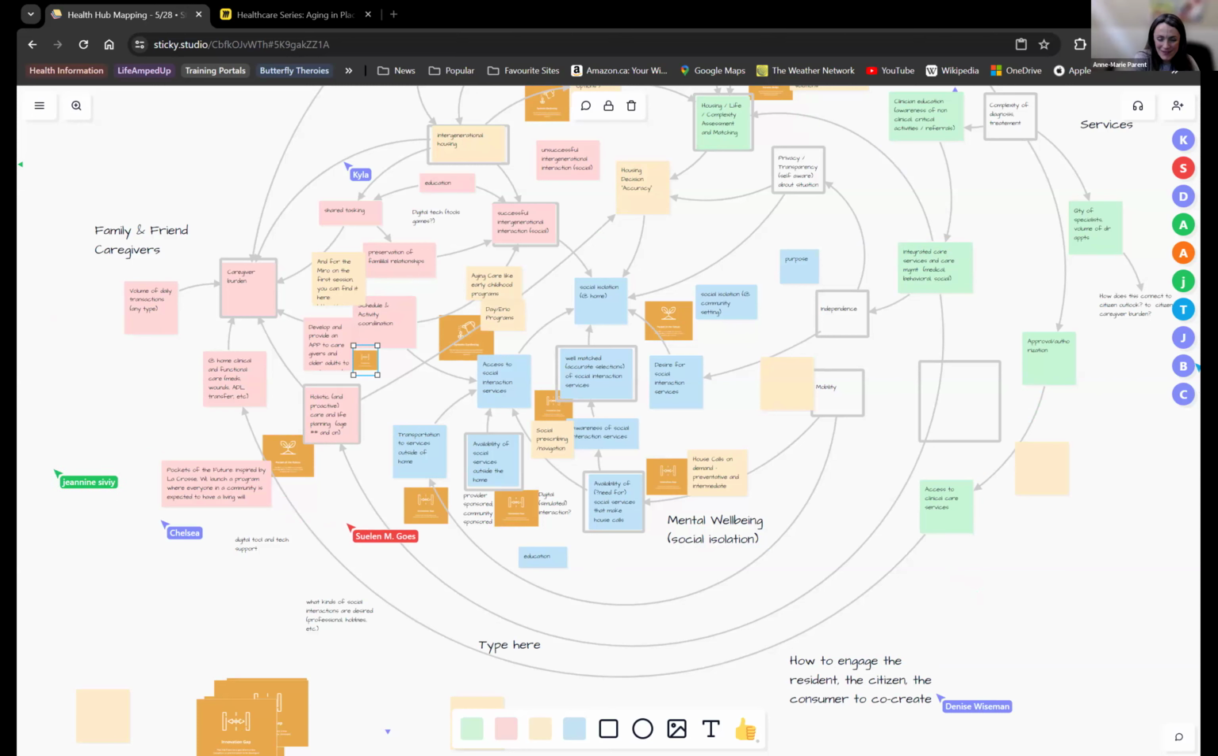Yeah, so who's ready to share some of the ideas that are emerging as they're using the orange cards on the board?